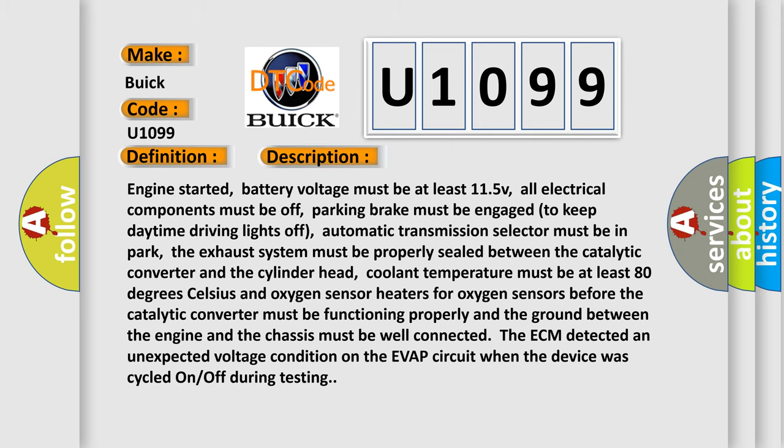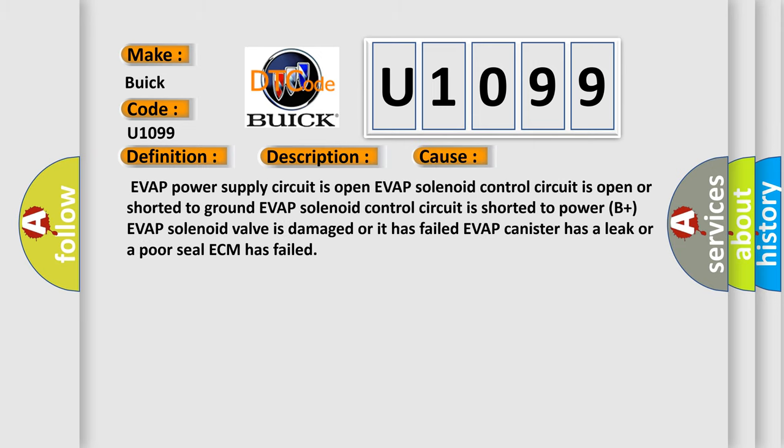This diagnostic error occurs most often in these cases: EVAP power supply circuit is open, EVAP solenoid control circuit is open or shorted to ground, EVAP solenoid control circuit is shorted to power B plus, EVAP solenoid valve is damaged or it has failed, EVAP canister has a leak or a poor seal, ECM has failed.